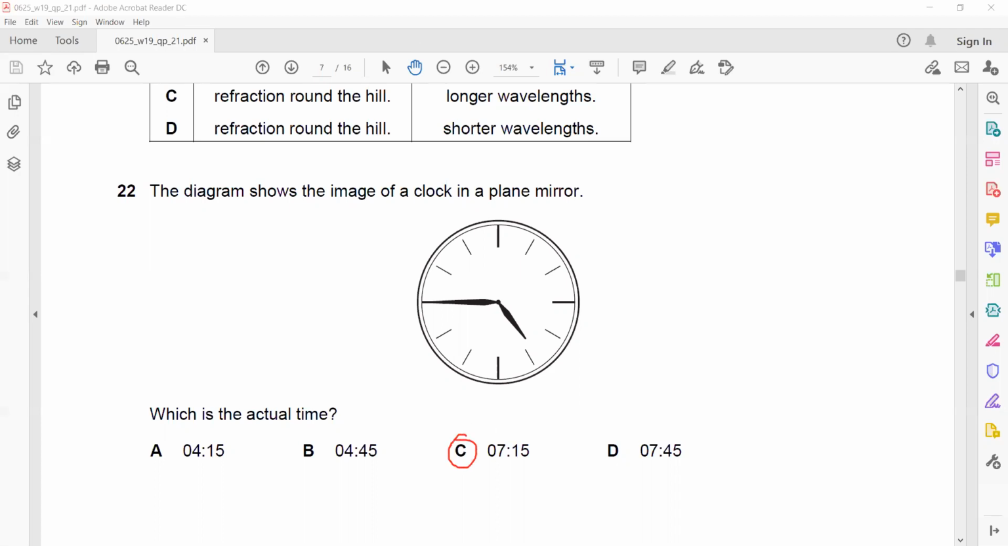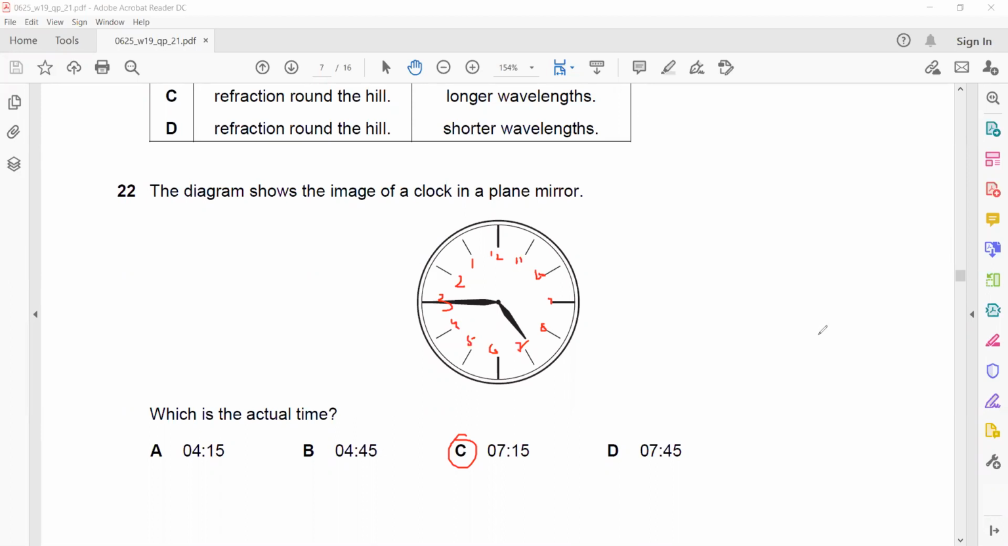C is the right answer for this, because it is in a plane mirror. Left appears right, right appears left. So this will be 1, 2, 3, 4, 5, 6, 7, 8, 9, 10, 11, 12.